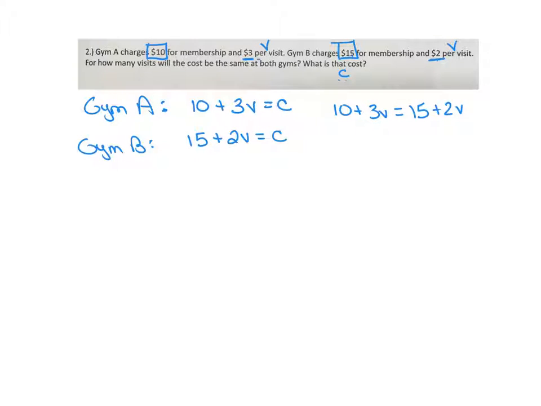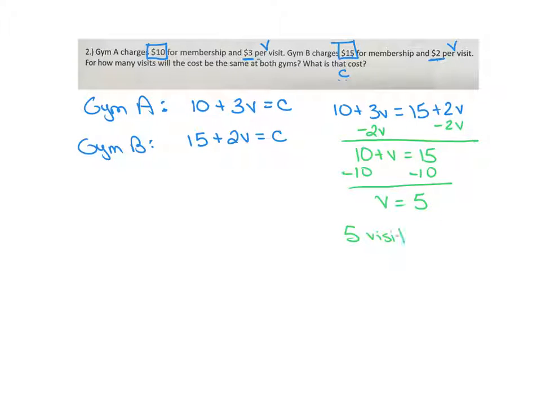Now to solve it, subtract 2V from both sides. You get 10 plus V equals 15. Subtract 10 from both sides. You get V equals 5. So at 5 visits, the cost will equal each other.